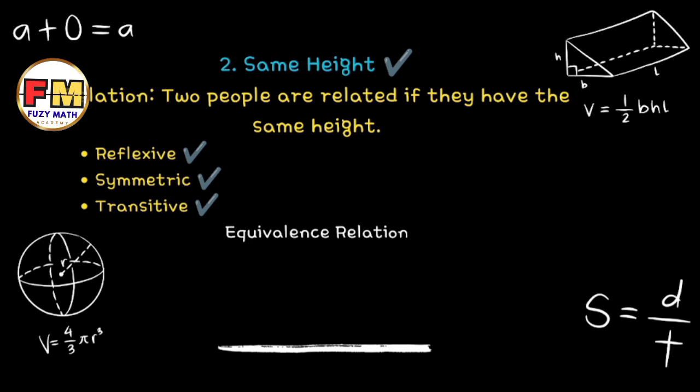Second is same height. Relation: two people are related if they have the same height. It will satisfy reflexive, symmetric and transitive. This is an equivalence relation.